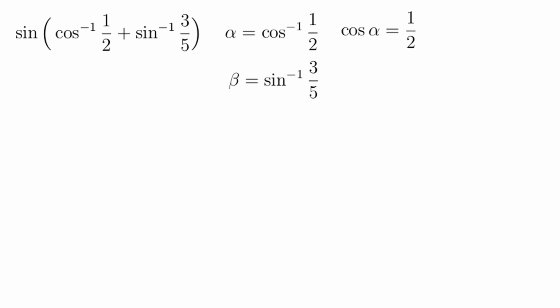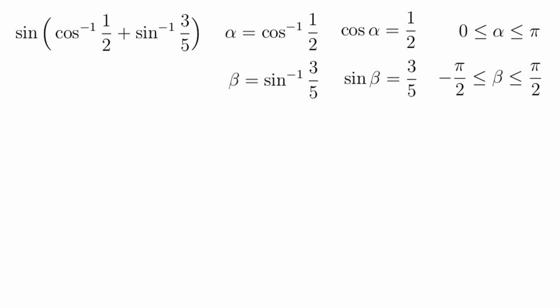This means that the cosine of alpha is equal to 1/2, which indicates that alpha is in quadrant 1 or 4. And alpha has to be between 0 and pi, which means it's in quadrant 1 or 2. Well, sine of beta is equal to 3/5, meaning that beta is in either quadrant 1 or 2. And beta must be between minus pi over 2 and pi over 2, either quadrant 1 or 4. So beta is in quadrant 1.